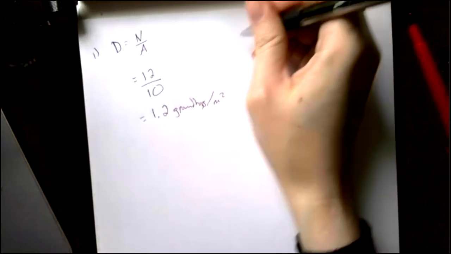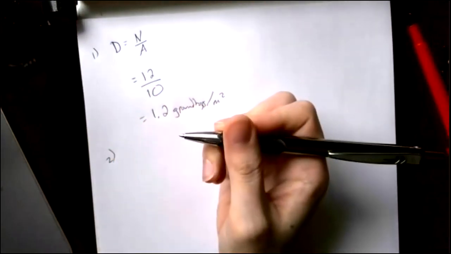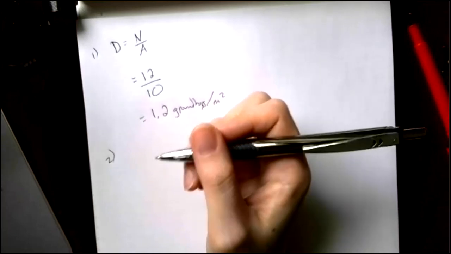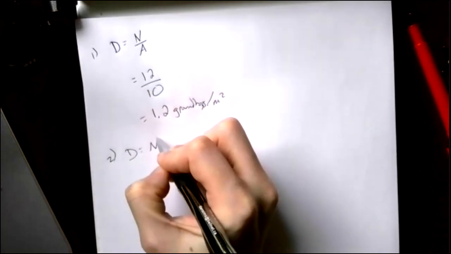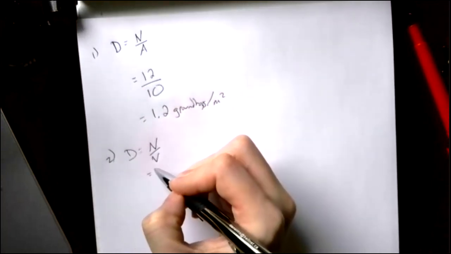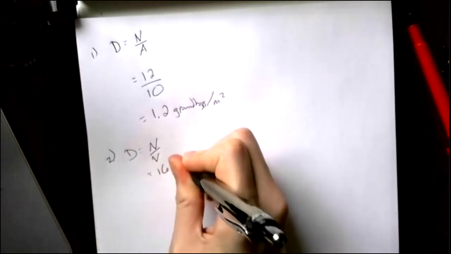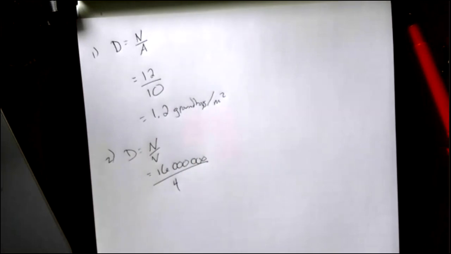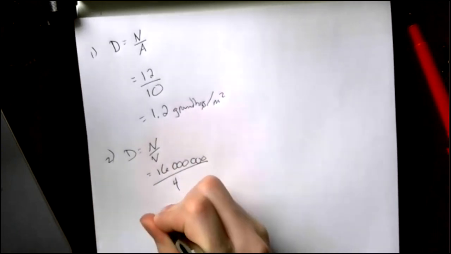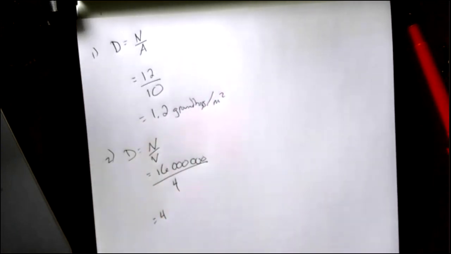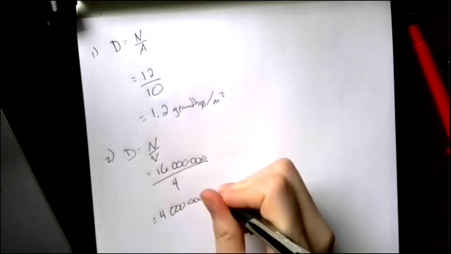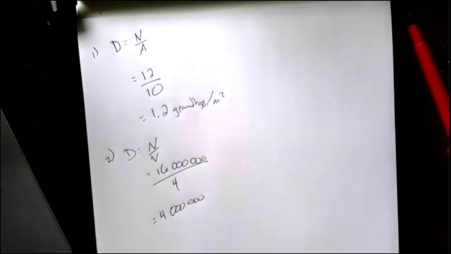For number 2, it says that there are 16 million plankton living in 4 meters cubed. So this time it's the number of individuals divided by the volume. So 16 million divided by 4, which I need my calculator for, is 4 million plankton per meters cubed.